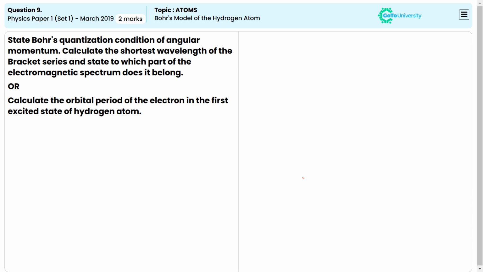Second part of the question. Calculate the orbital period of the electron in the first excited state of hydrogen atom. Here we can solve this with some data like radius. The radius Rn is equal to h square epsilon naught divided by pi times m e square into n square.